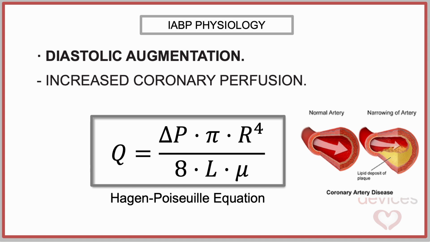According to the Hagen-Poiseuille principle, flow through a tube is directly proportional to the pressure difference across it and the fourth power of the radius, while being inversely proportional to the length of the tube and fluid viscosity. In patients with severe coronary artery disease, where autoregulation of the radius is impaired, coronary blood flow becomes mainly related to diastolic perfusion pressure. Thus, IABP therapy should theoretically produce a greater increase in coronary flow in these patients.